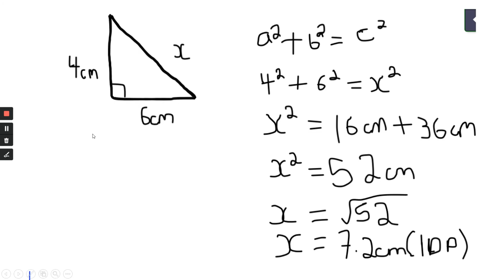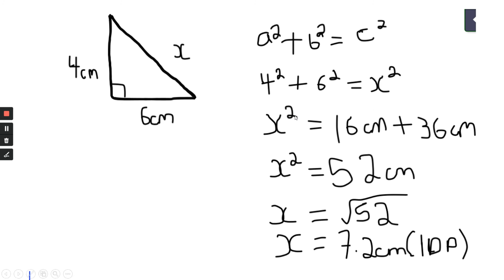So here is the answer to this question. What you should have done is write the formula first: a squared plus b squared equals c squared. Then you should have done 4 squared because this is one of the shorter sides, and the second shorter side is here. So 4 squared plus 6 squared equals x squared. It doesn't really matter whether you use c or x, you can use either of them. Don't get confused, c is equal to x.